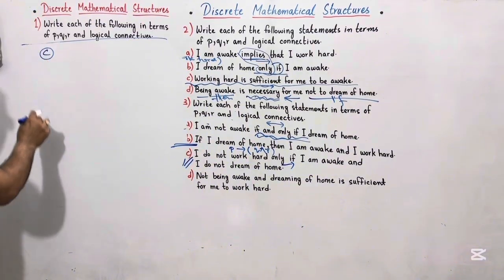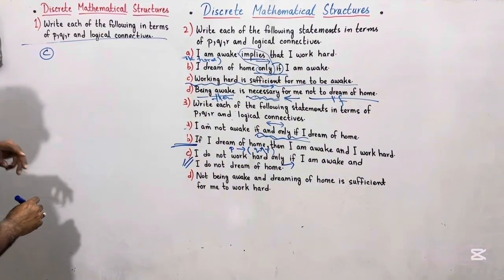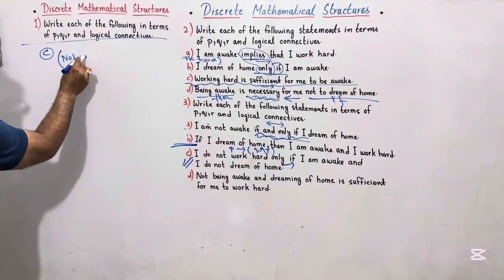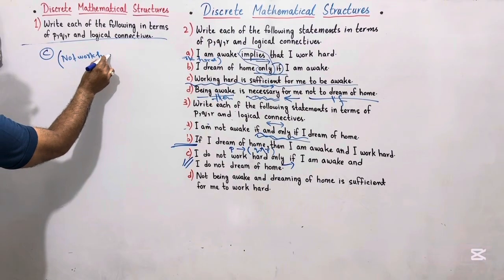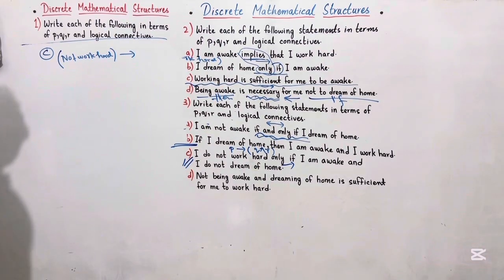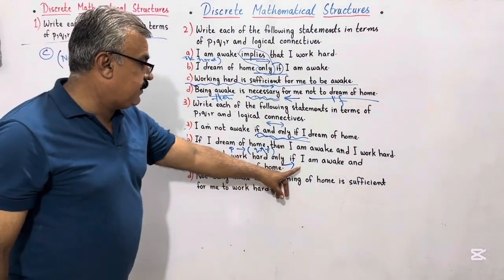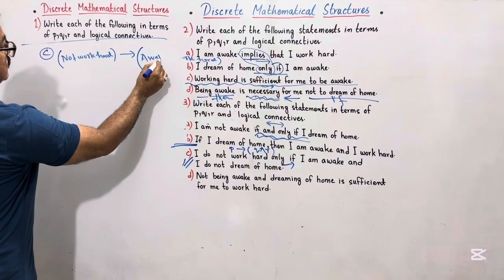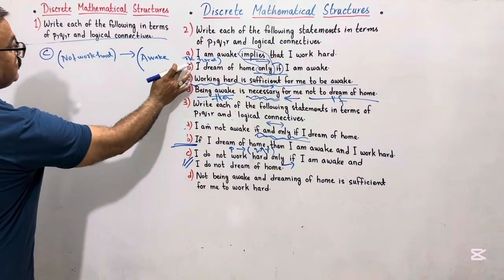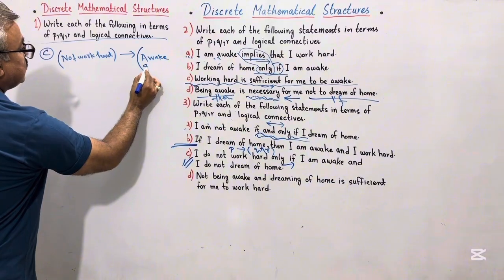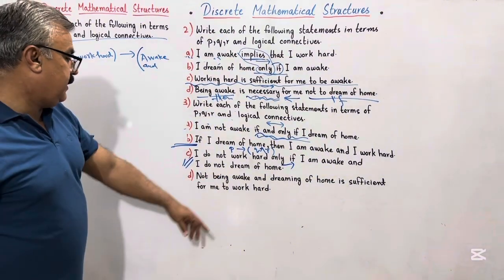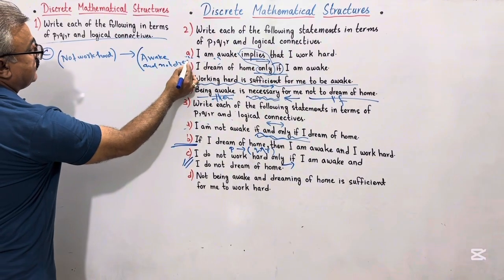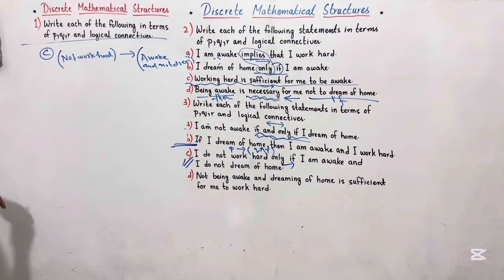Part C. We can write it by taking keywords first. Not work hard implies that... only if means imply... I am awake, and, awake and do not dream. Awake and not dream.